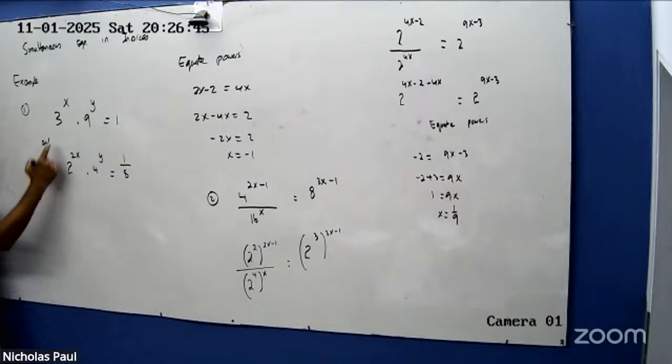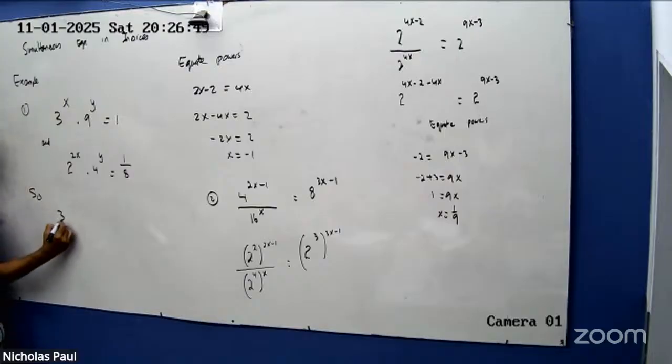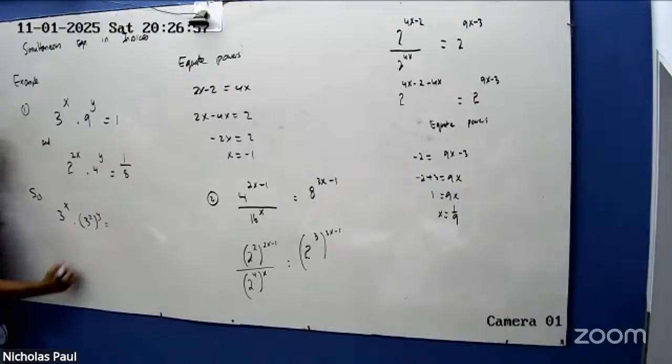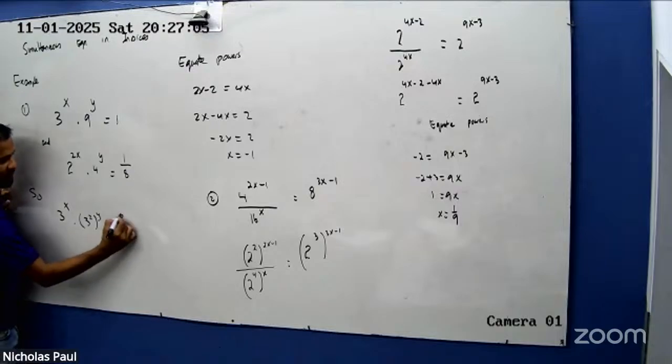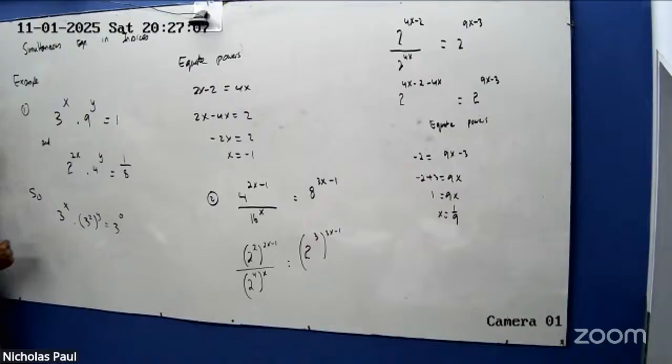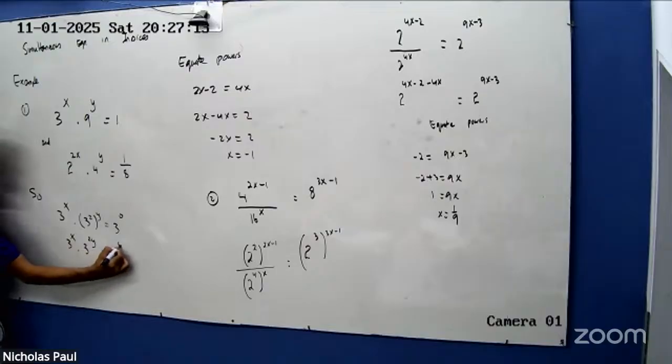So I'm going to convert them all to the same base, right? So I will have 3 to the x by 9 is what? 9 is 3 squared by y is equal to, how do I write 1? 3 to the power 0. Very good. 3 to the power of 0. Nice. So this is 3 to the x by 3 to the 2y is 3 to the 0.